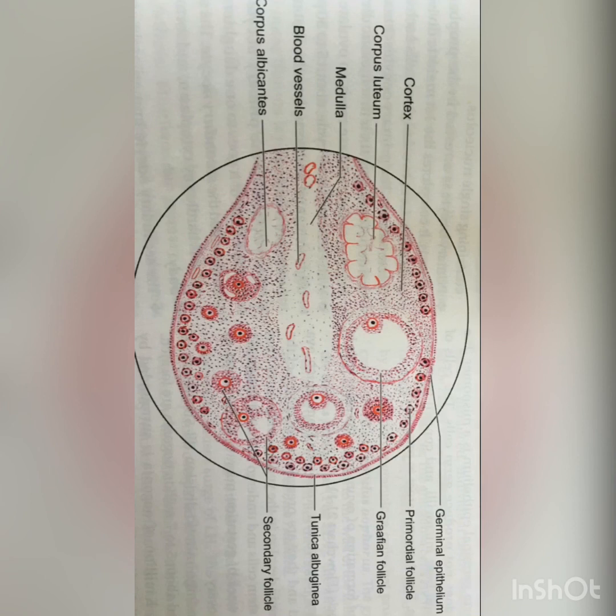And also the corpus albicans in the cortex. In the medulla, you are able to see blood vessels in this histological diagram.